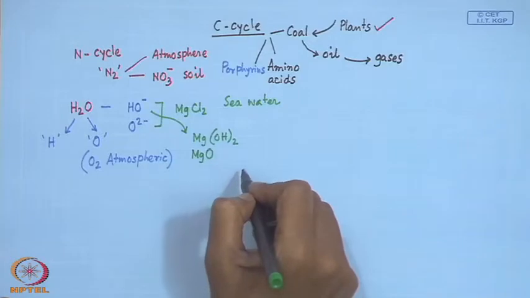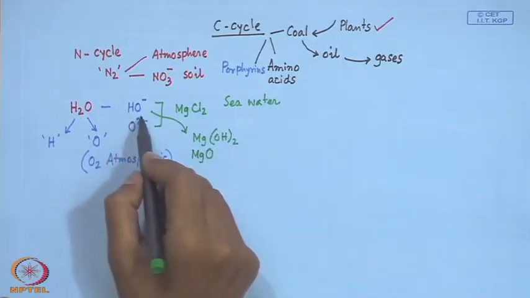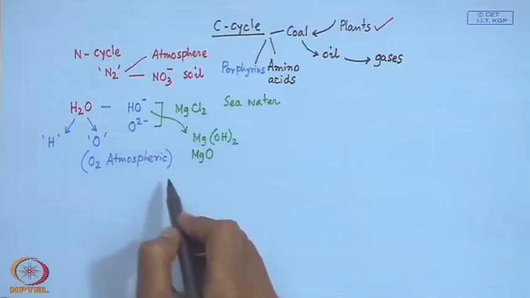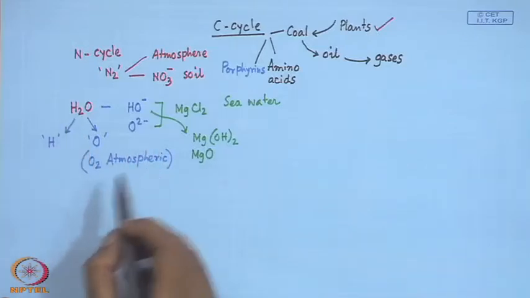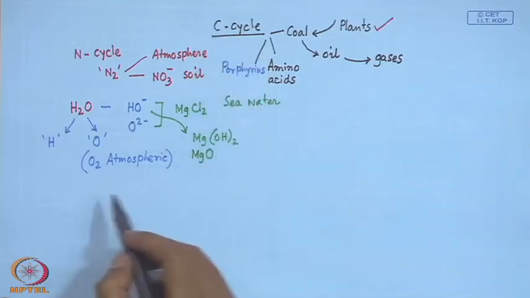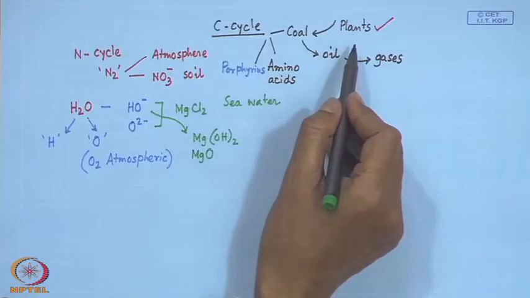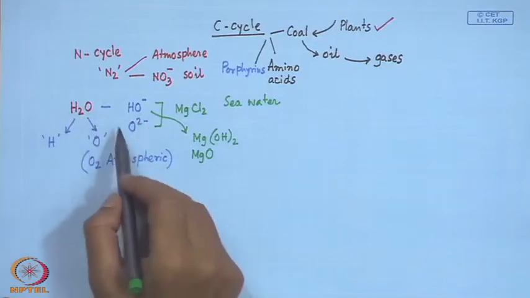So, this can be stored, and so the individual anionic forms, hydroxide ion and oxide ions, are very important when we consider the water cycle. So, these three cycles are very much dependent. Because the carbon cycle is also connected to photosynthesis, and this water formation is also coming from photosynthesis.